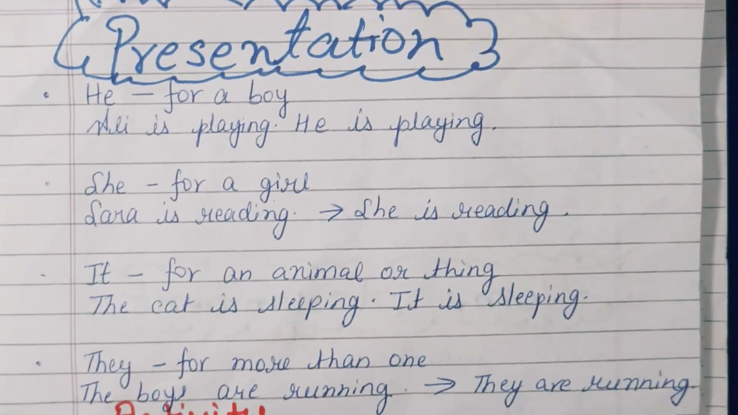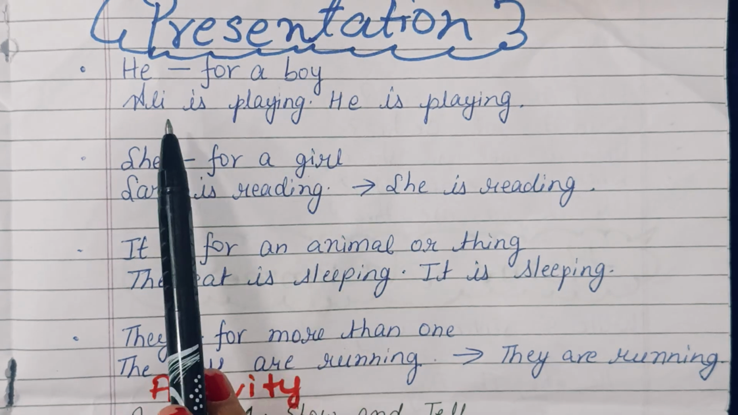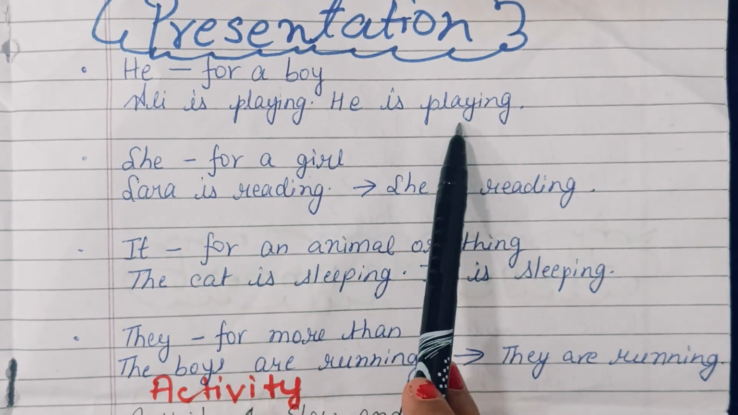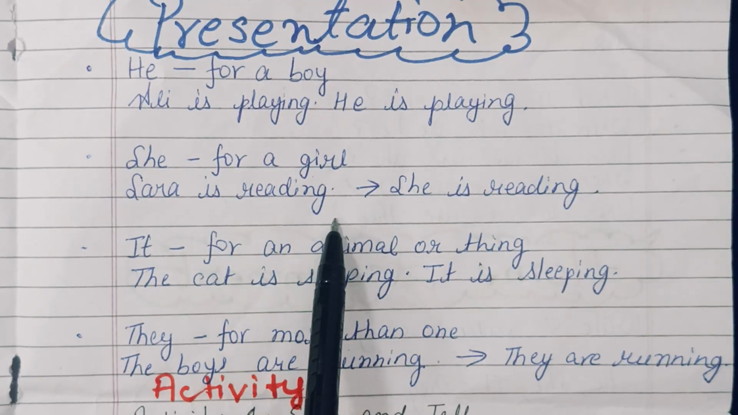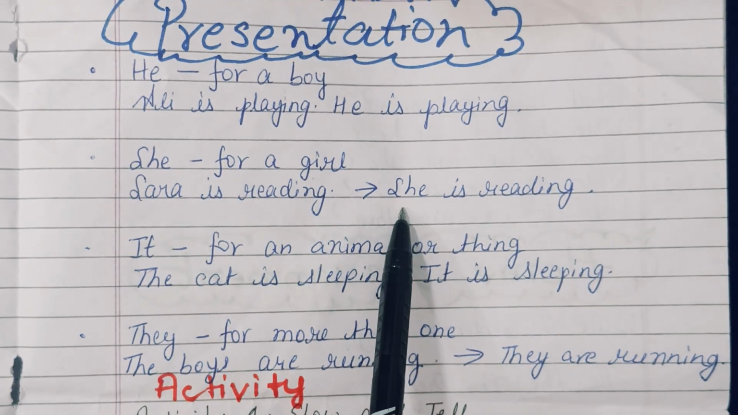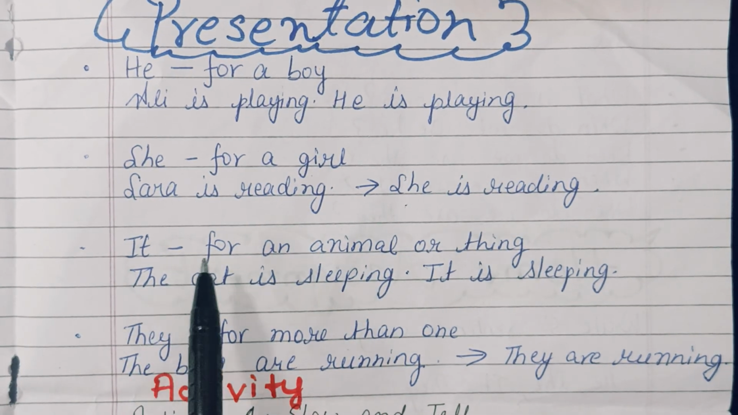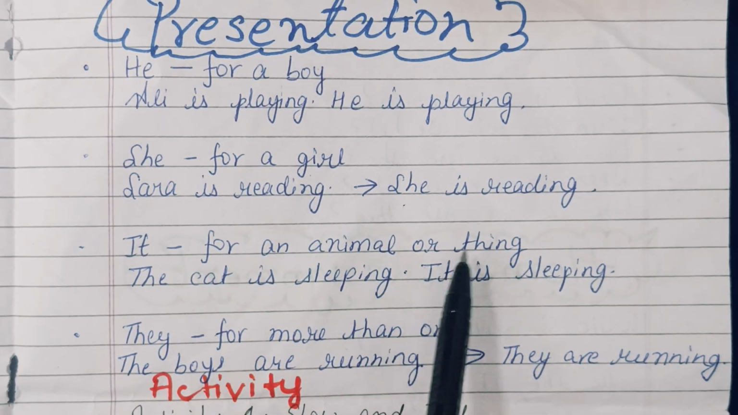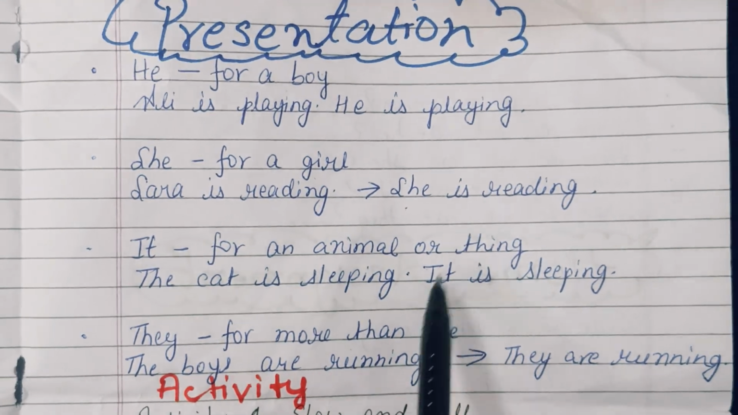Next, presentation. He we use for a boy, like Ali is playing, he is playing. She for a girl, Sarah is reading, she is reading. So instead of Sarah we can use she. It we use for an animal or thing, like the cat is sleeping, then we use it is sleeping.